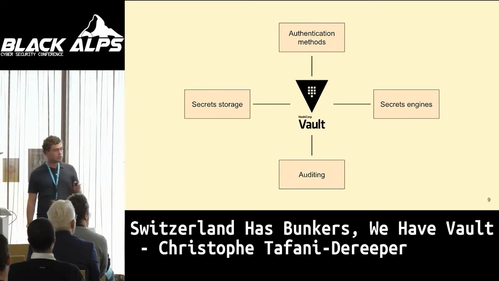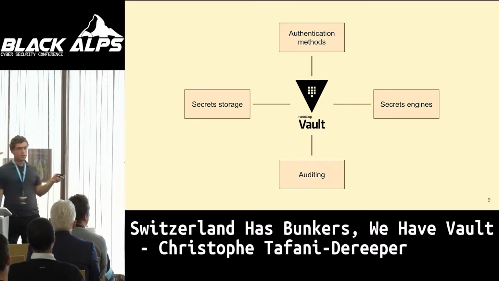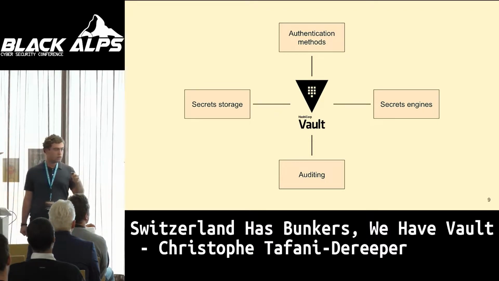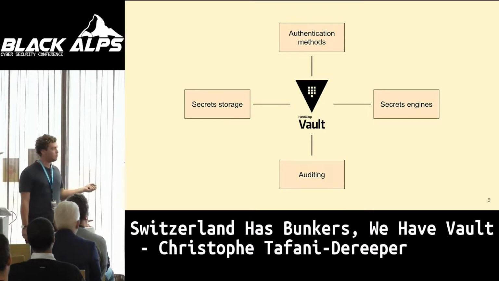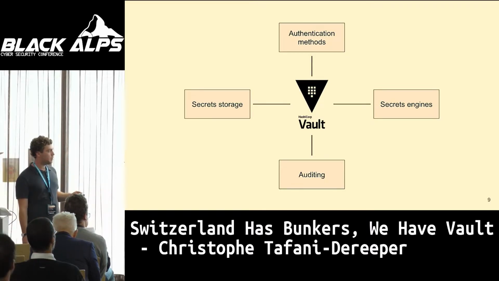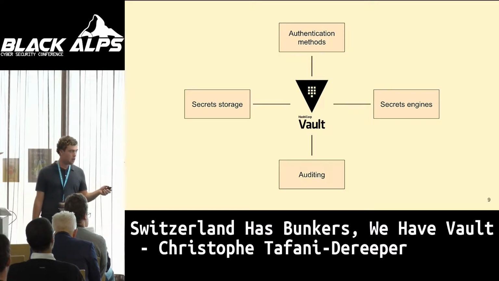So Vault is built around four pillars. We are going to see each one of them: starting from secret storage, so how the secrets are stored, how users and applications authenticate to the Vault server, what kind of secrets can be stored and managed, and finally what kind of auditing we can have.